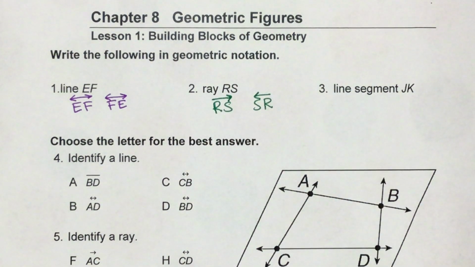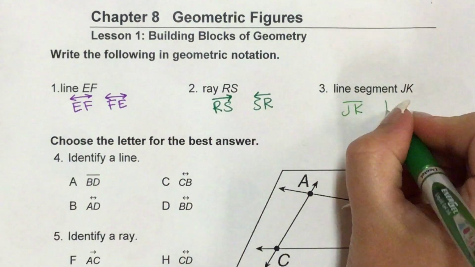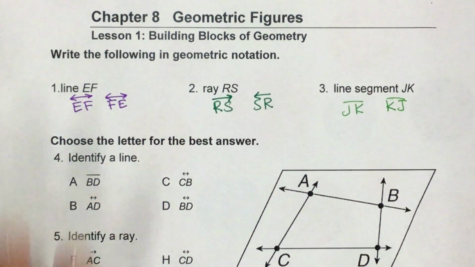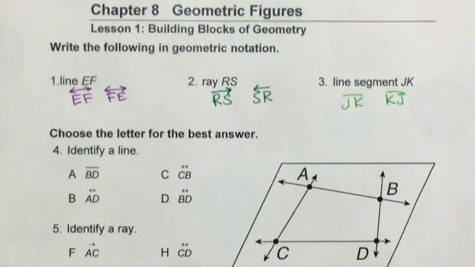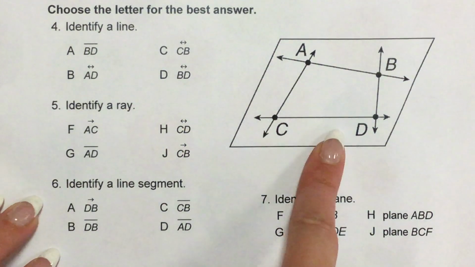Line segment JK. Line segment JK is going to be like this, with a line segment like that or a line segment like that. Either way works. Okay, perfect. If you got those right, wonderful job. Let's move on to this figure.